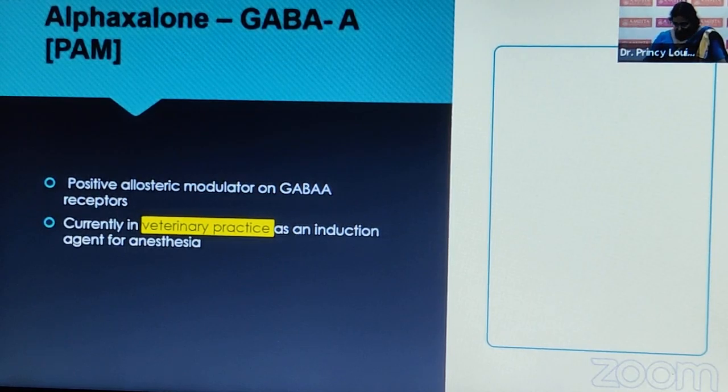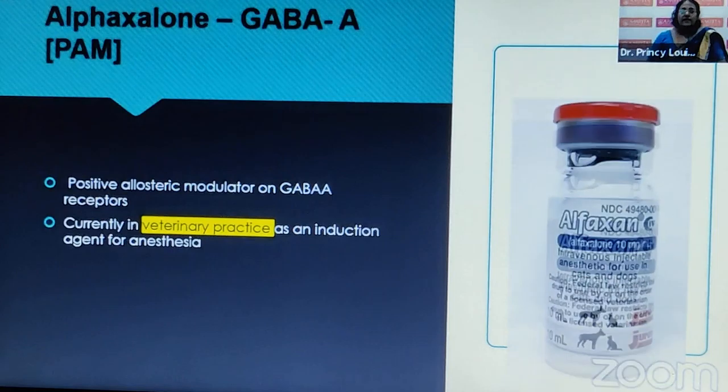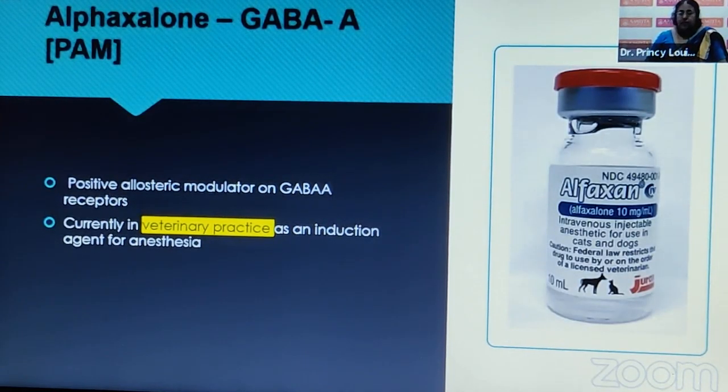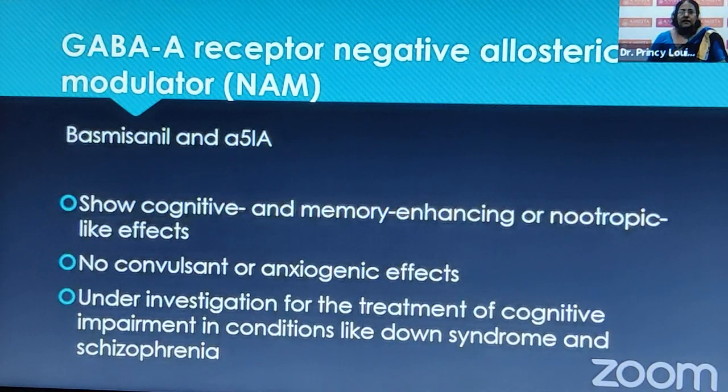Now I will come to the other agents that are used, and that is abecarnil, progabide. And coming to the next agent, basmisanil. This drug is very, very important. As you can see, cognitive enhancement is done, it is nootropic in action, and it can be given in cognitive impairment that comes with schizophrenia and in Down syndrome.